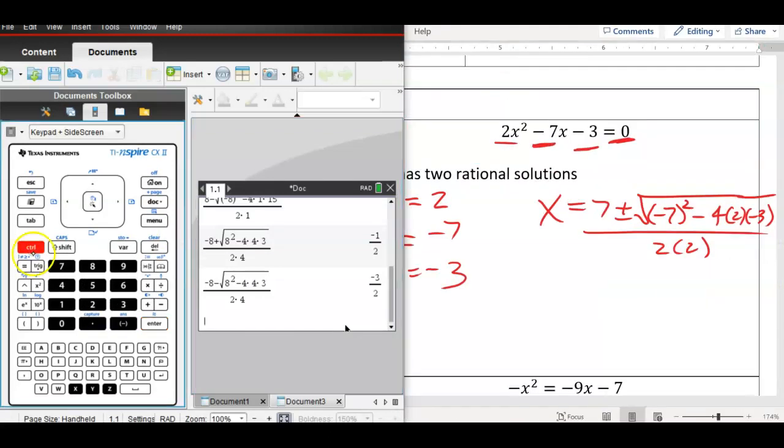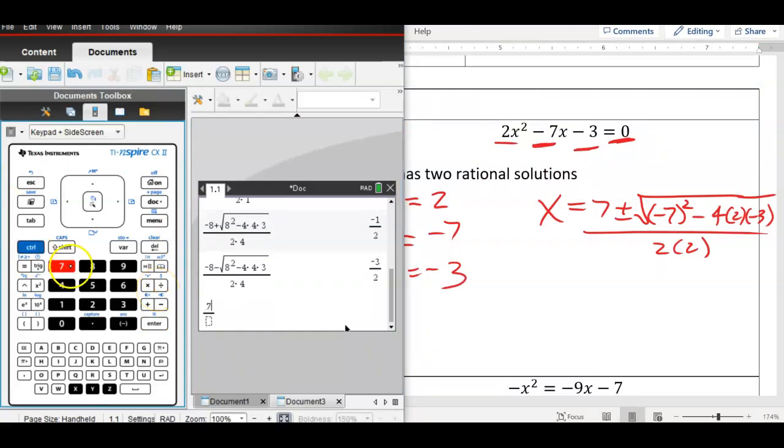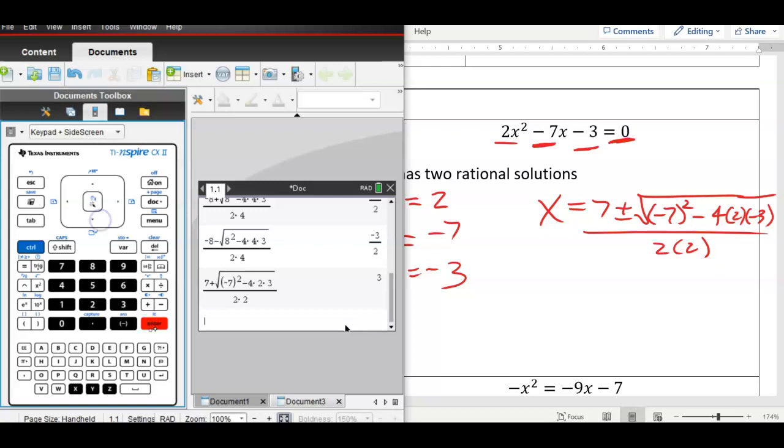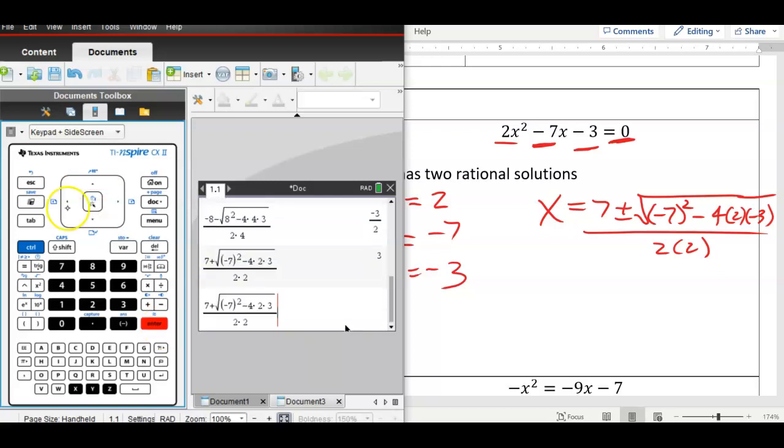And again, type it in. Control divide 7 plus the square root, parentheses, -7 squared minus 4ac. Okay. Again, if I type it in exactly the way I see it, I hit enter. One of my answers is going to be 3. Go back up, hit enter, and go change that plus sign into a minus sign.